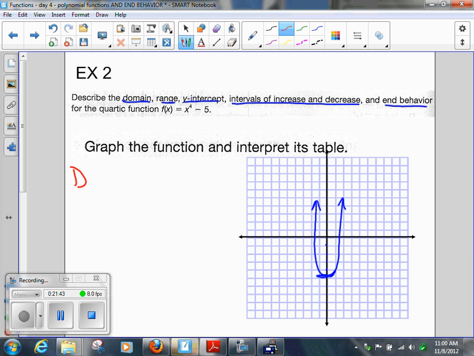Domain. Remember that this domain is not restricted, and how do we know that? Because it has arrows on it. So if it goes on forever, never, never, never, what's our domain, folks? Negative infinity to positive infinity.